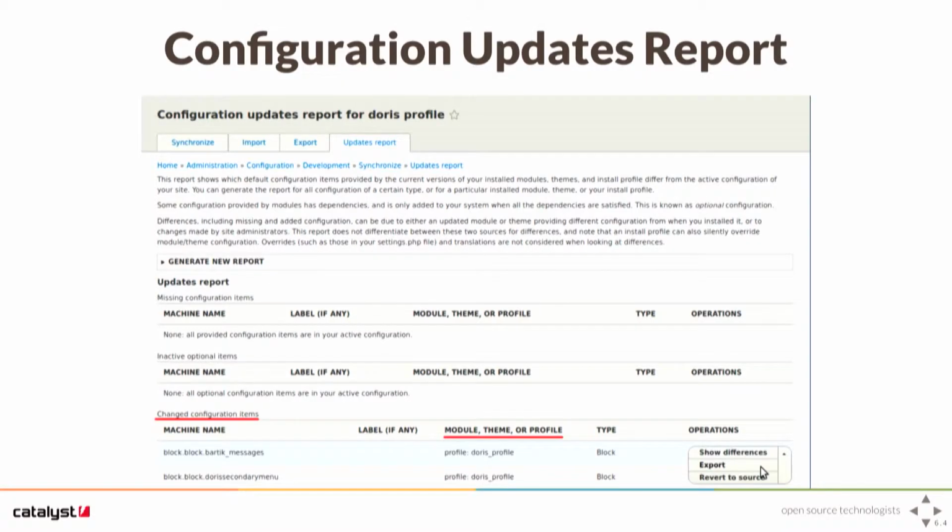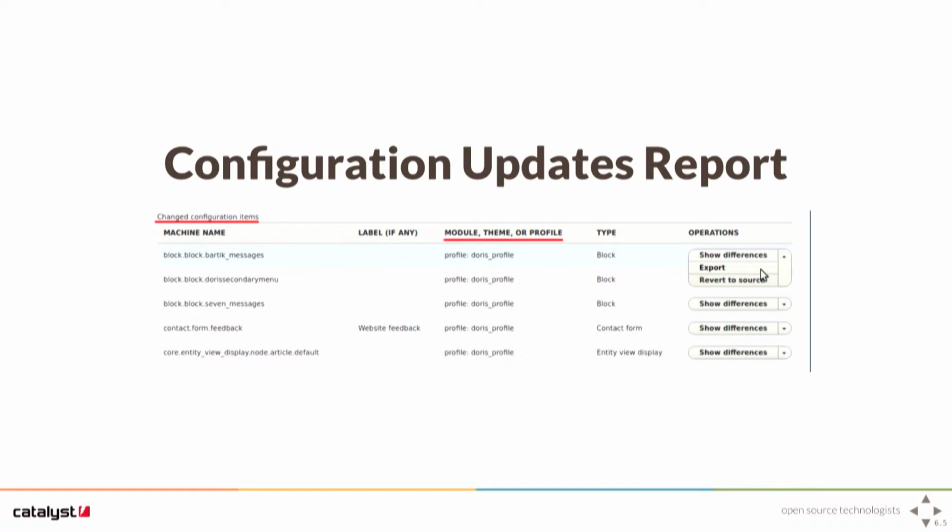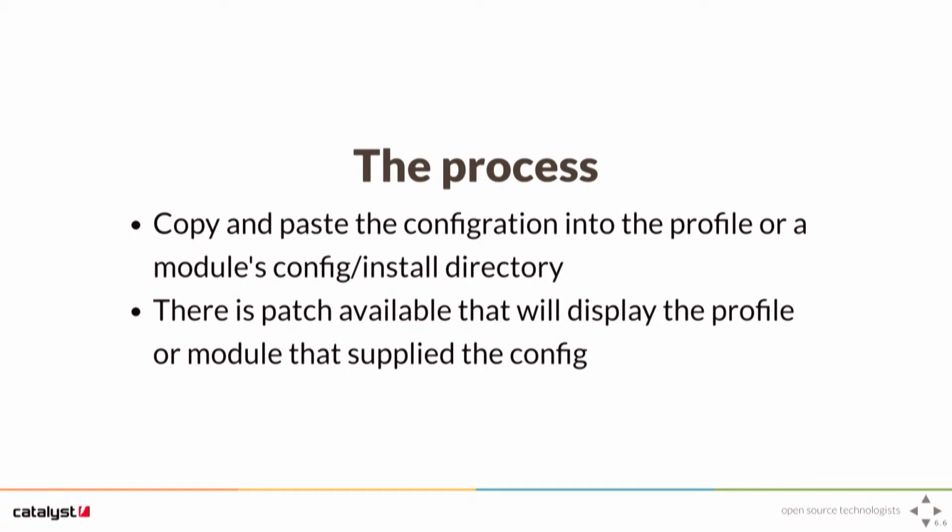So it ends up looking like this. So this is your report. You can see down the bottom you've got the changed configuration options, and that patch puts this, you see the first one's from the Doris profile. And then click on export, and that will take you to, that's just a better view of what we're just looking at. And then, I'll show you that in a sec.